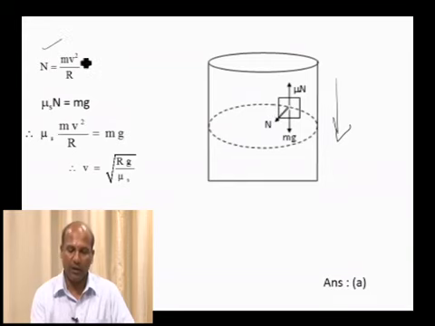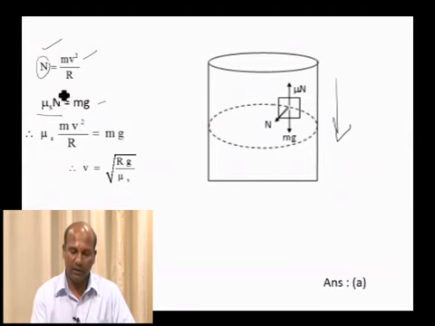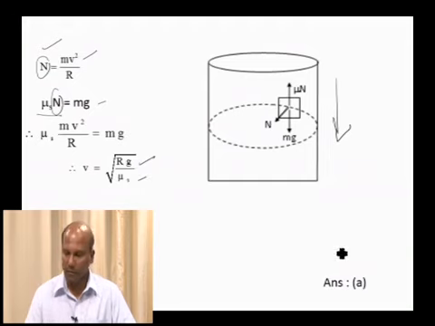So the n should provide the necessary centripetal force, and therefore we have n equal to mv square divided by r. So I know the friction force is mu s n, which is equal to m into g. This is from the other equation there. So I am substituting for this n in this particular equation here. So you have mu s into mv square divided by r, which is equal to mg, and therefore v is equal to square root of rg divided by mu s. So the correct option is A.